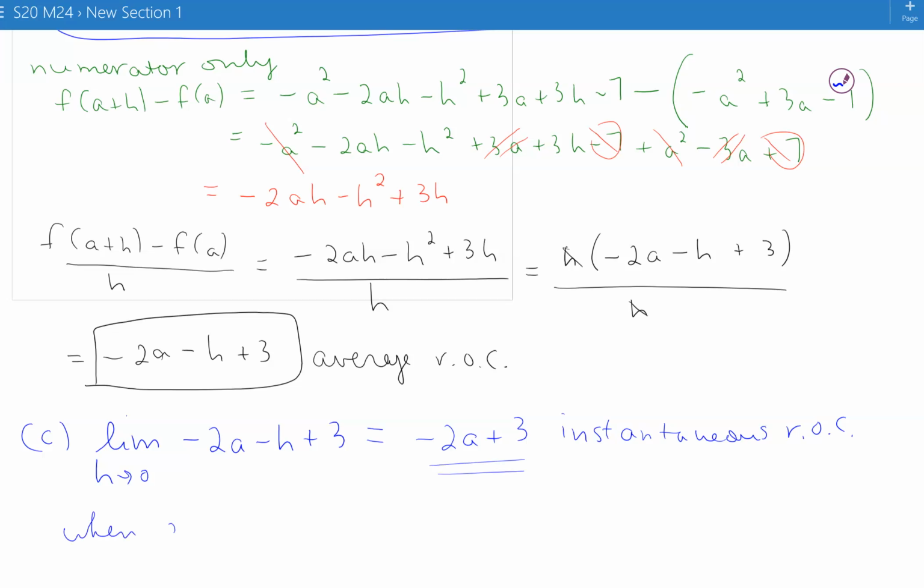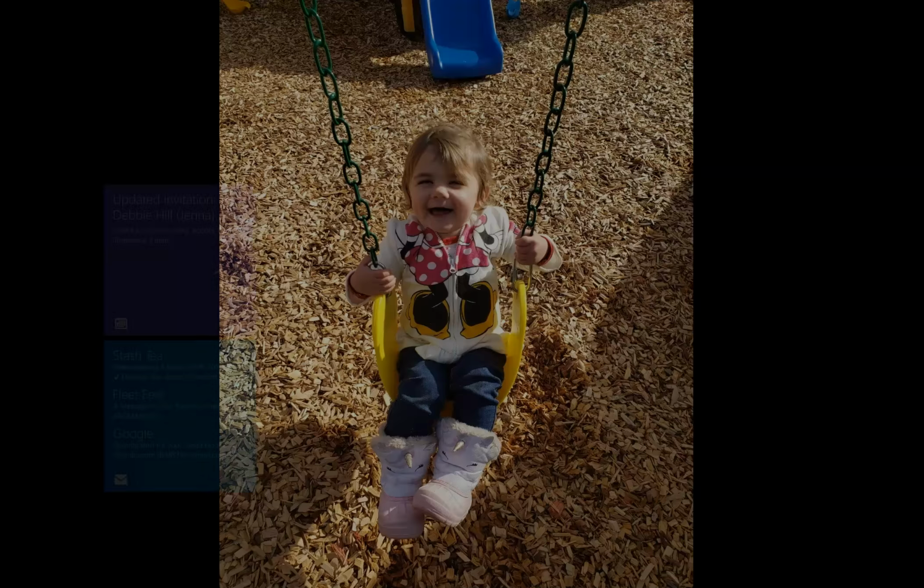And then I asked you specifically when a equals 2. So then the last thing you do is plug in the 2 and you get negative 1. So let me know if you have any questions about that procedure.